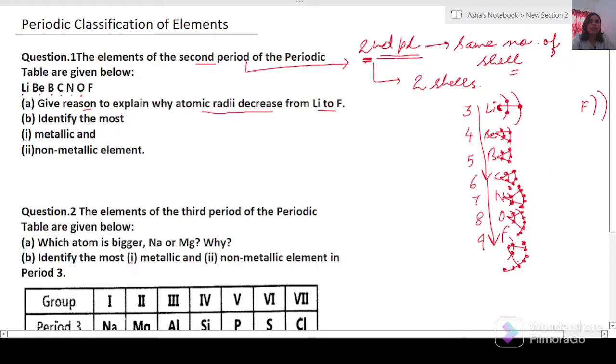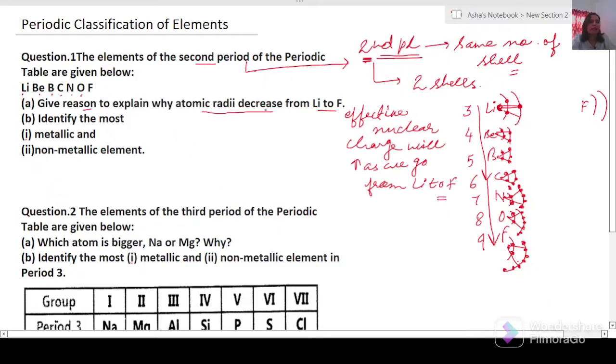So the effective nuclear charge, or the pull by which the last shell is being held, will increase. It will be pulled with a stronger force and that is why the size will decrease. So you will write here that the effective nuclear charge will increase as we go from lithium to fluorine, and therefore the atomic radii decrease from lithium to fluorine.